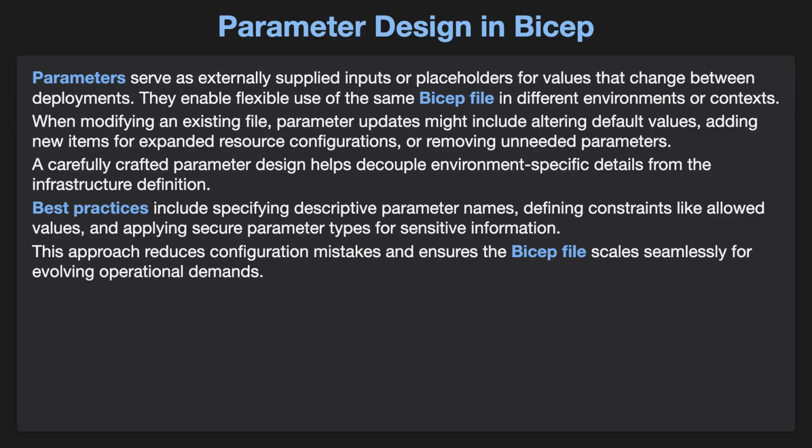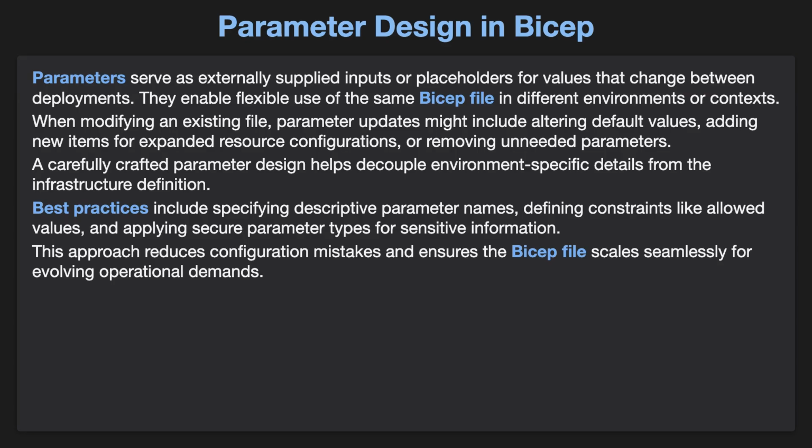Parameters serve as externally supplied inputs or placeholders for values that change between deployments. They enable flexible use of the same Bicep file in different environments or contexts. When modifying an existing file, parameter updates might include altering default values, adding new items for expanded resource configurations, or removing unneeded parameters. A carefully crafted parameter design helps decouple environment-specific details from the infrastructure definition.